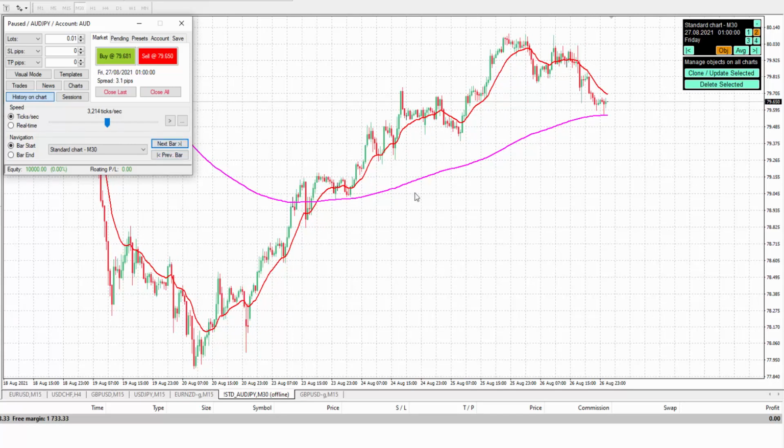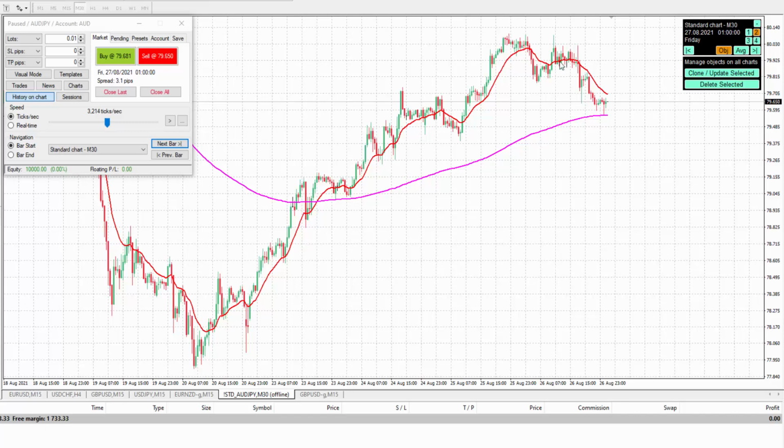So here we have a chart. This pink line here is a slow moving average. I believe it's a 200 period moving average, and this is a technical indicator. I'll introduce you to these indicators in future sessions. And the red line is a 15 period moving average. For now, this is not important. What I want to show you is the order types.